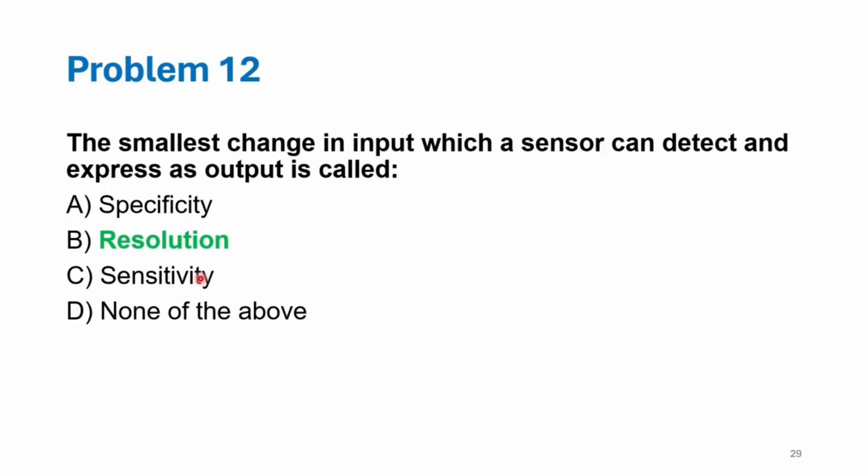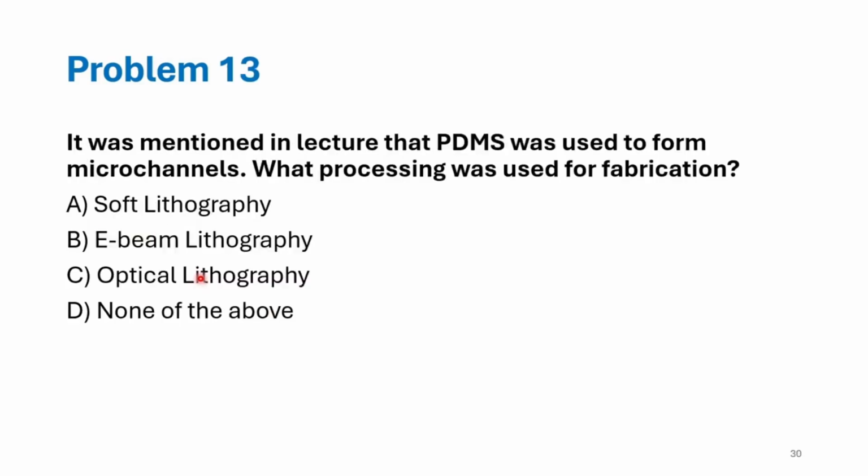So now let's move on to the next problem. Problem 13. It was mentioned in lecture that PDMS was used to form microchannels. What processing was used for fabrication? A. Soft lithography, B. E-beam lithography, C. Optical lithography, D. None of the above.